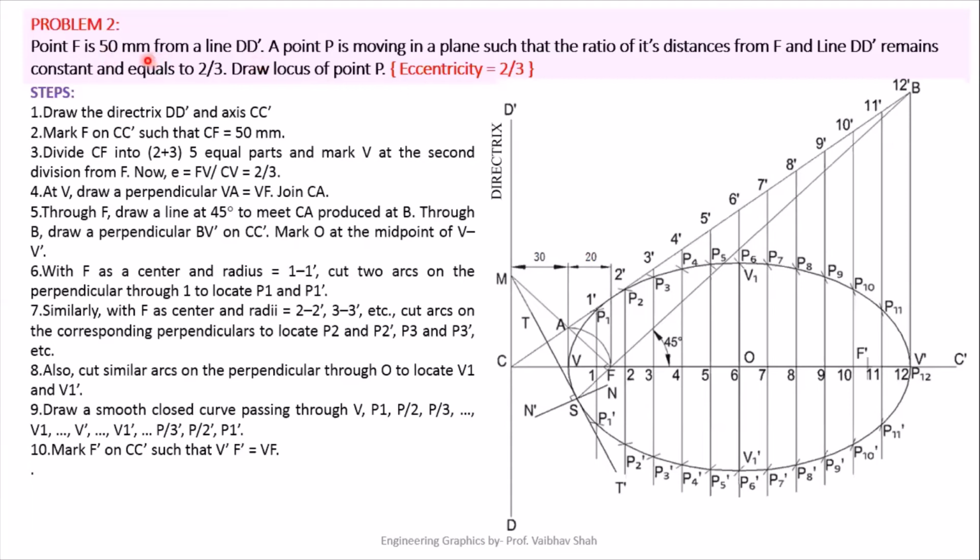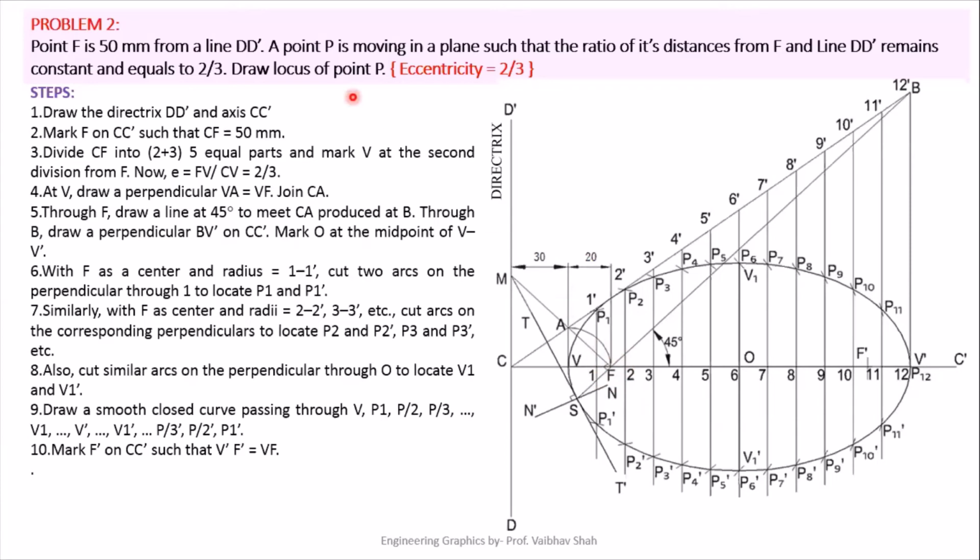So that means we first have to draw our directrix D dash D. After that we'll specify point C. From point C you have to draw one axis C dash, and after that we'll specify your focal point, whose distance is given, which is 50 mm from your directrix. Let us specify your focal point 50 mm from your directrix.